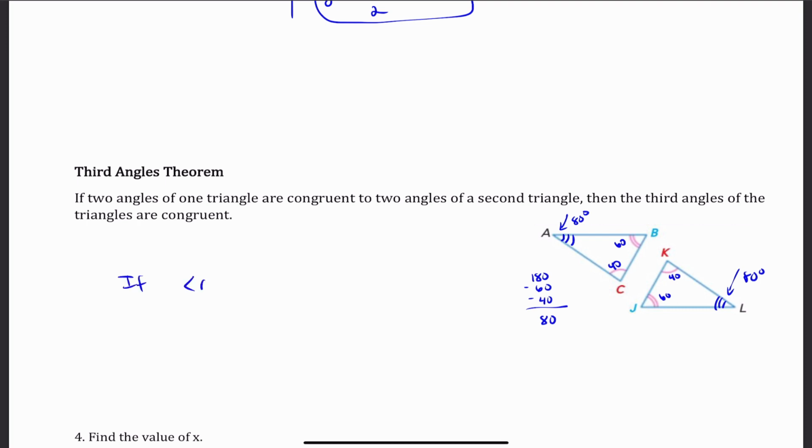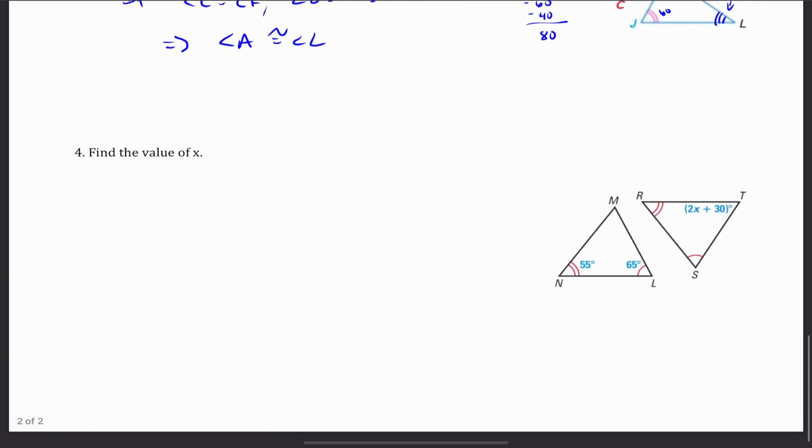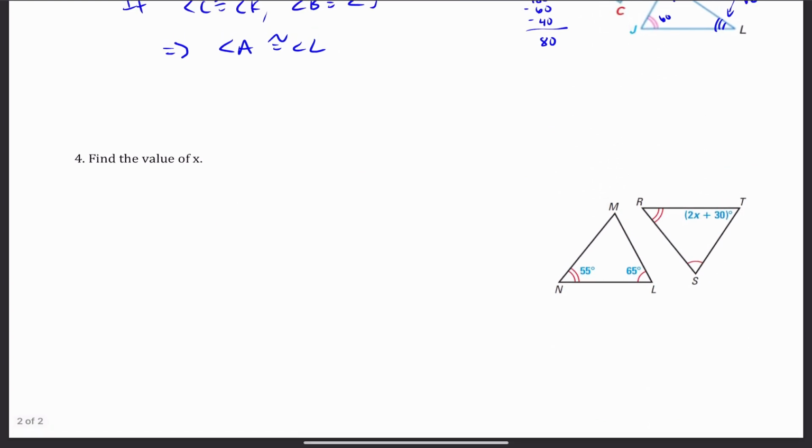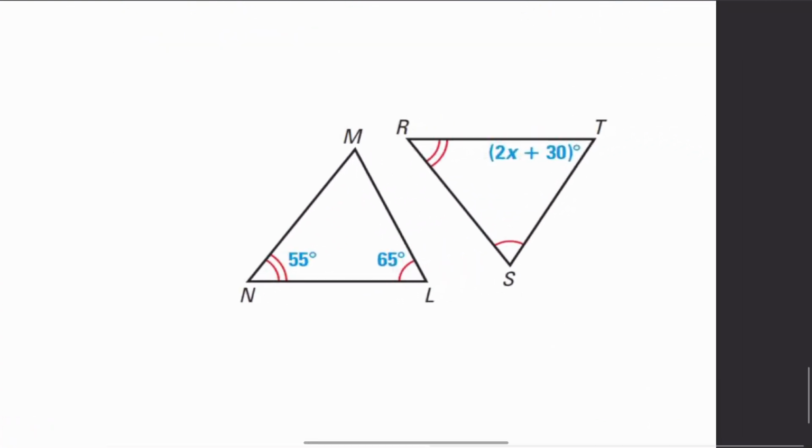So if angle C is congruent to angle K, and angle B is congruent to angle J, then that implies that angle A is congruent to angle L. Has to be.